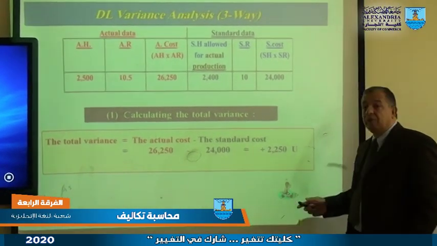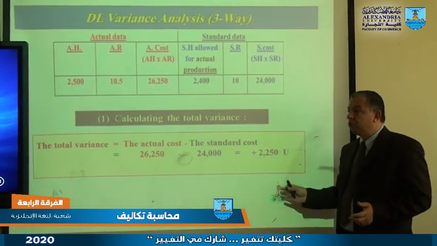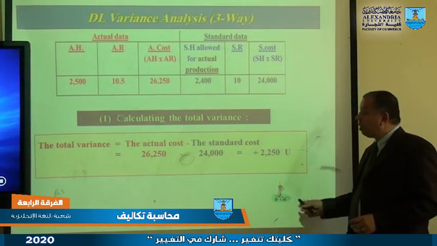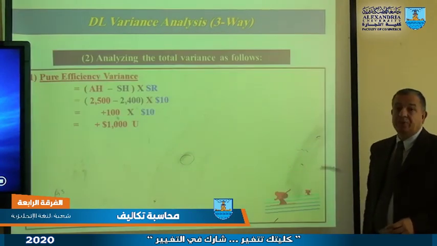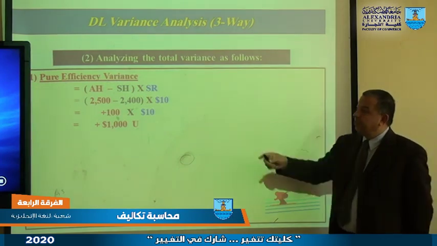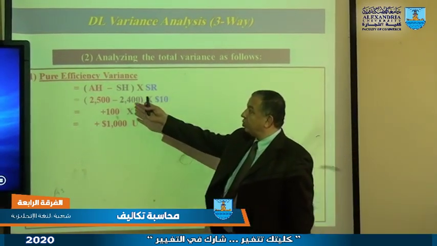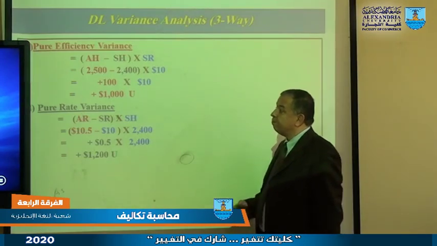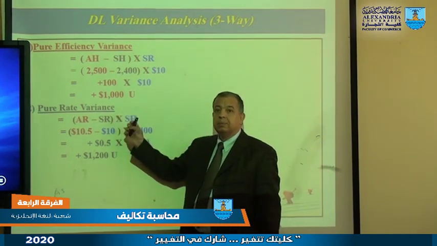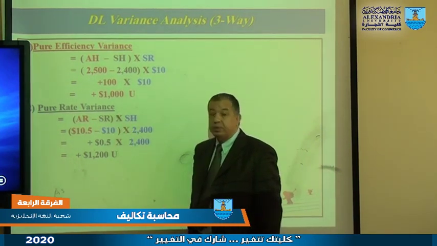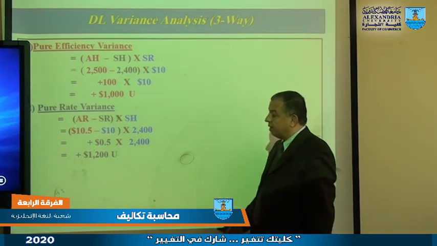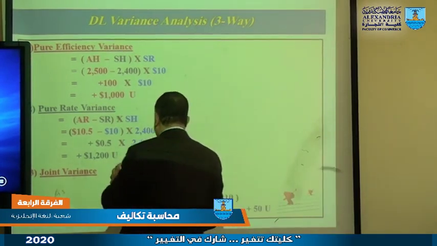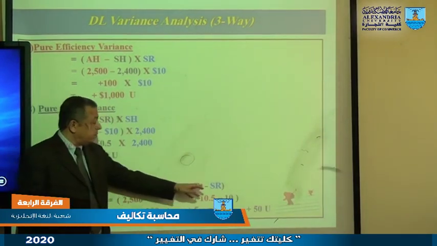You have to ask yourself, what are the reasons? Maybe 2 reasons, maybe 3 reasons, or indirect material, maybe 4 reasons. According to three-way, I have 3 reasons. The first one is efficiency, don't forget: actual hours minus standard hours times standard rate. And the second, rate, the difference between rates times standard hours from my table. And the third one is what? Joint variance. The joint variance is the difference between actual hours and standard hours, times the difference between actual rate and standard rate.